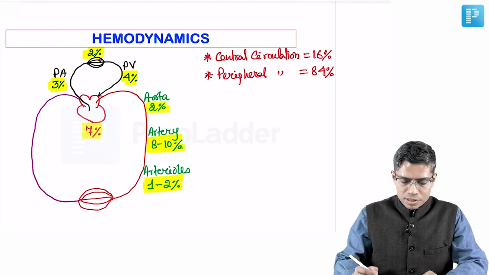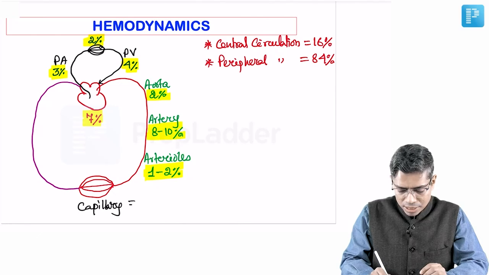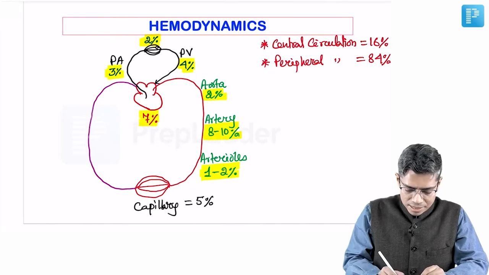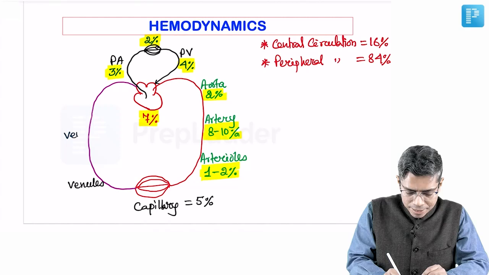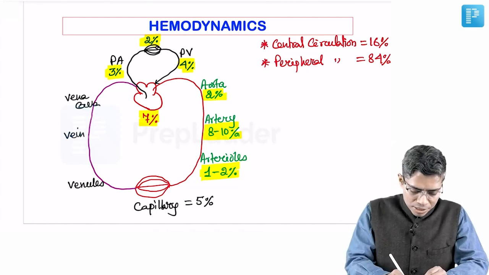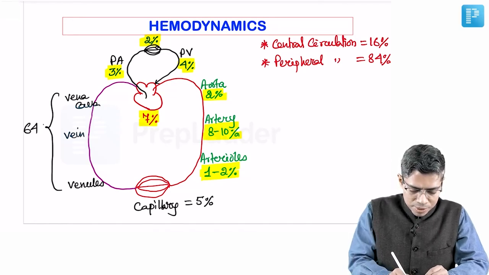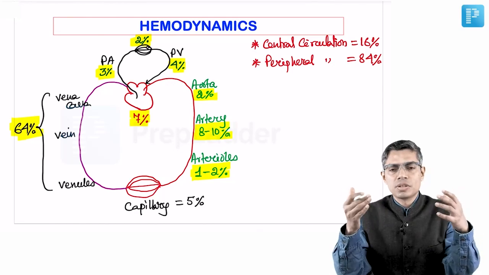Now the capillaries: if you add up the total volume of blood within all the systemic capillaries, it is only 5% of the total blood volume, right? Then on the venous side, venules, veins, and vena cava, the combination of all this is known as the venous system, which contains 64% of the total blood volume, huge capacity. So venous systems are known as the capacitance vessels. They have huge capacity to store blood.